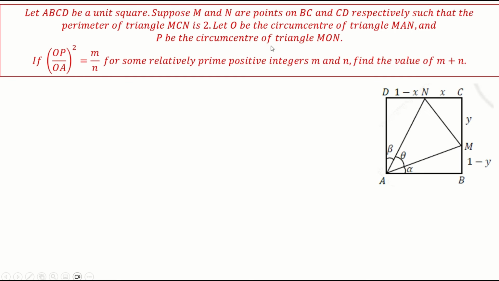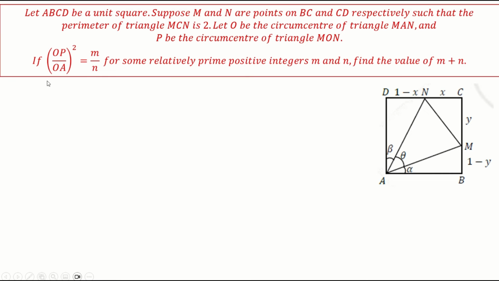And P is the circumcenter of triangle MON. If I form a triangle MON here, the circumcenter of MON is P. Now what it is trying to tell is you have to find out (OP by OA) whole square equal to m by n form, and then m plus n value you have to find out.